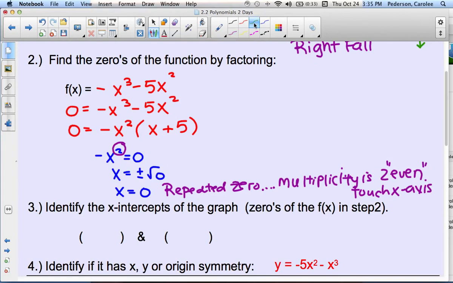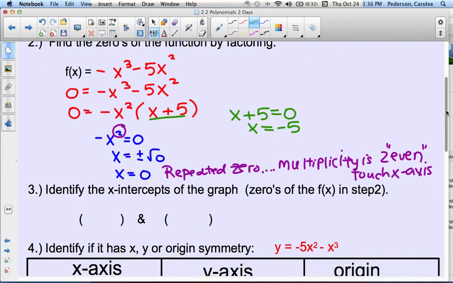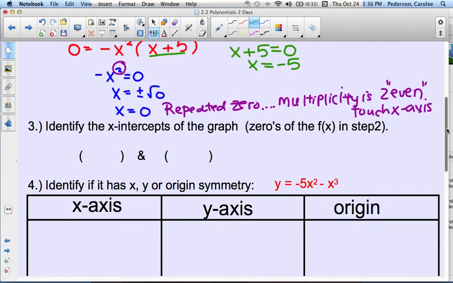The other factor is x plus 5. That is not a repeated 0, so we just solve it for x. We get x equals negative 5. So here are my 3 zeros. I have a repeated 0 at 0 and then another 0 at negative 5. Let's identify the x-intercepts. Remember, the x-intercepts are the zeros of the function. So we have an ordered pair at (0, 0), and then another ordered pair at (negative 5, 0).